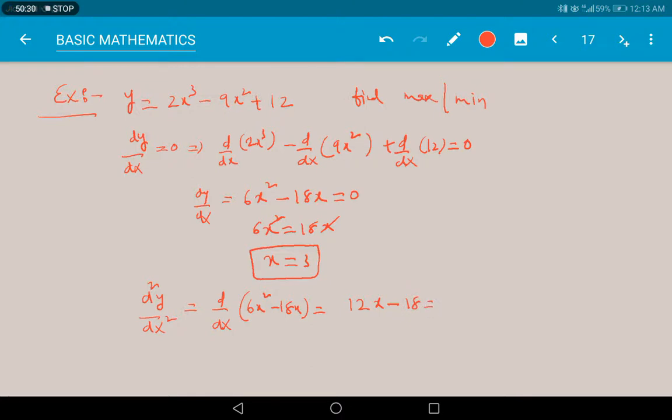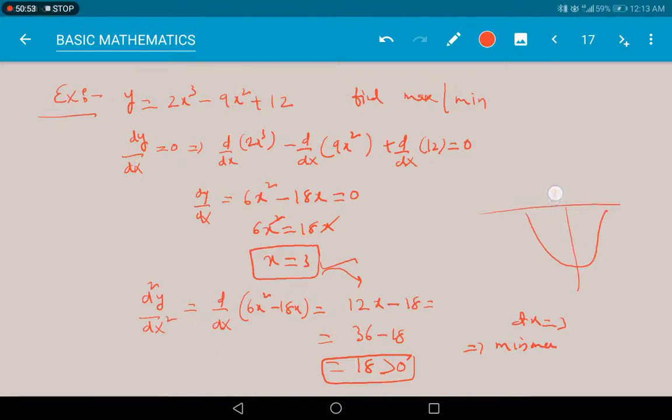Again we should substitute the value x equal to 3 in this. So 36 minus 18, so 18. That is greater than 0, that means at x equal to 3 the function is minimum. That means this is the value. So in this way we can find out the maxima and minima of a function.